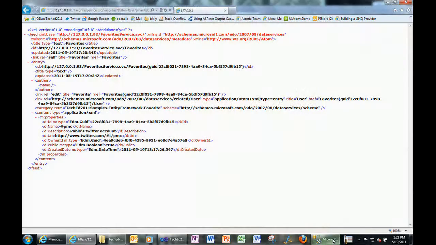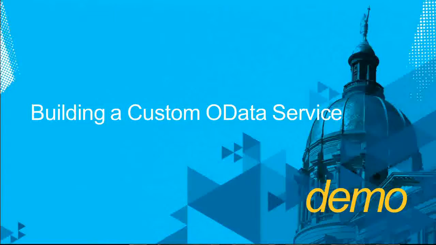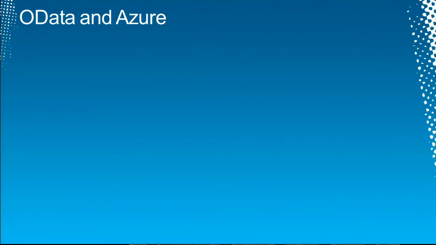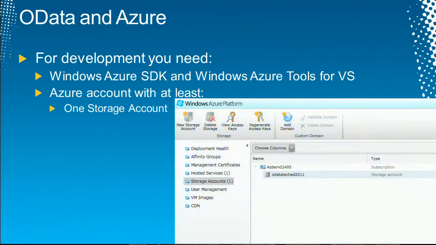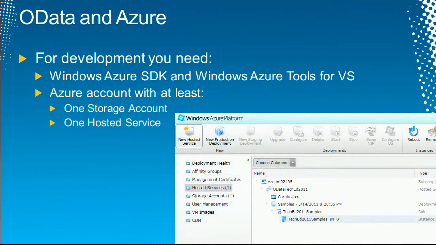Okay, so let's just drop back to this deck for a second and talk about OData and Azure. As you saw, I was developing my service using the Visual Studio, Azure SDK, and tools. So I need that to actually do development. But while I'm doing development and testing, I don't need anything else. But the next level along, I do need an Azure account. When I go to deploy this thing, I need an Azure account with at least one storage account and at least one hosted service account, which is where I'm going to push my web role to.